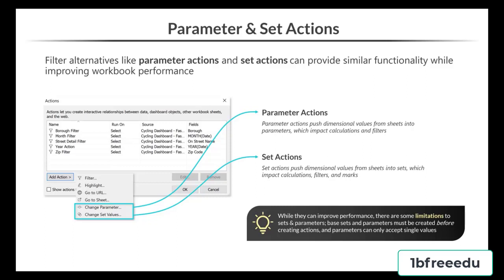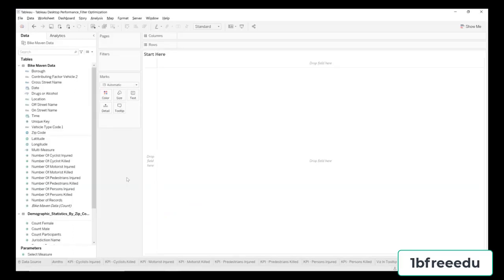Now that we've talked about parameter and set actions at a high level, let's jump into our workbook and apply some there. Alright, so we're back in our Tableau Desktop Performance Filter Optimization workbook. We're going to add one more sheet as a year selector to our dashboard to make it easier on our users and to help integrate some of the parameter and set actions that we talked about.